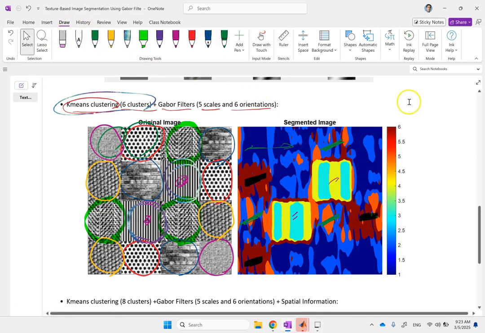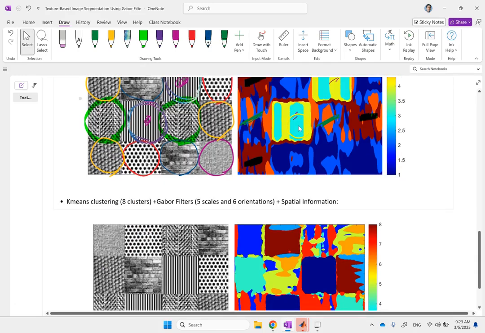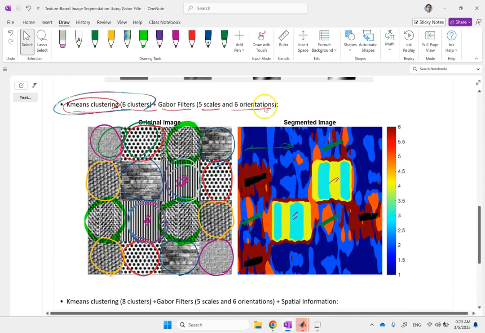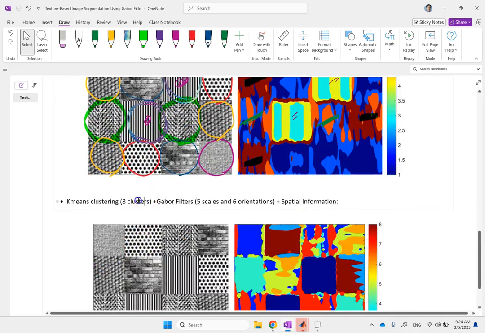And one reason is because you are not bringing in any spatial information. So you just say, hey, if the textures are different or the textures are similar. Plus, of course, you have these two parameters to pick also. What are the scales? What are the orientations that you pick? And how many of them? That can make a big difference in the result. But here, we are using the same thing, 5 scales, 6 orientations, and I can go with 8 clusters or 6 clusters, but here I'm bringing spatial information, which I'll show you.